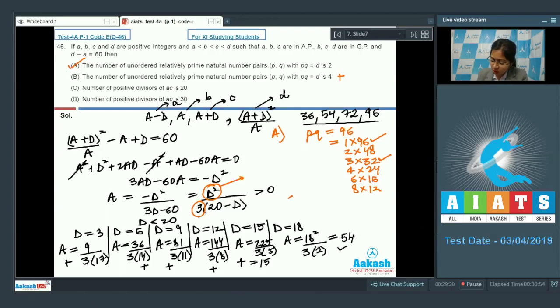Now also for option number C we have to find the number of positive divisors of AC. Now AC is equal to 36 into 72, that is equal to 2 times 6 raised to the power 4, that is equal to 2 raised to the power 5 into 3 raised to the power 4. So the number of positive divisors will be 5 plus 1, that is 6, into 4 plus 1, that is 5, that is 30. So from option number C and D, it can be seen that option number D is the correct answer.